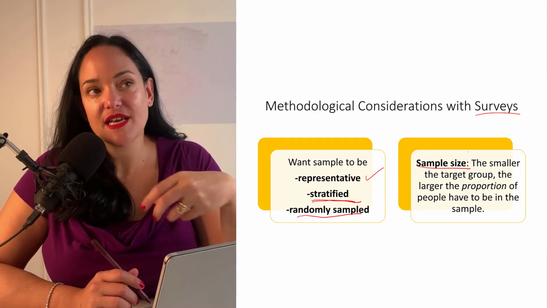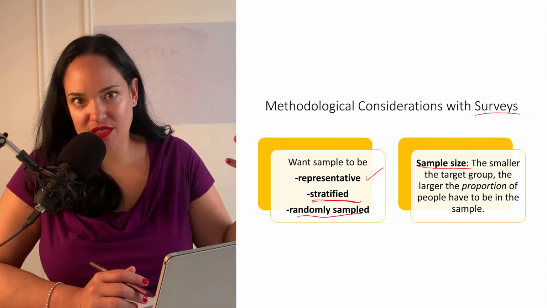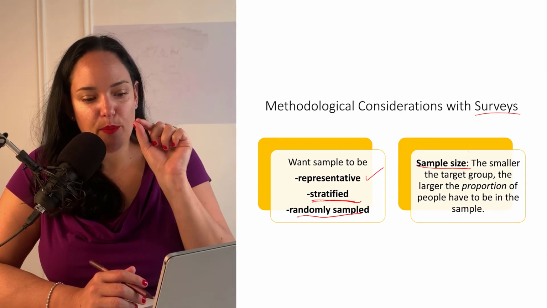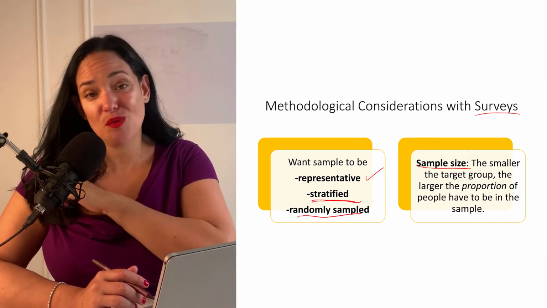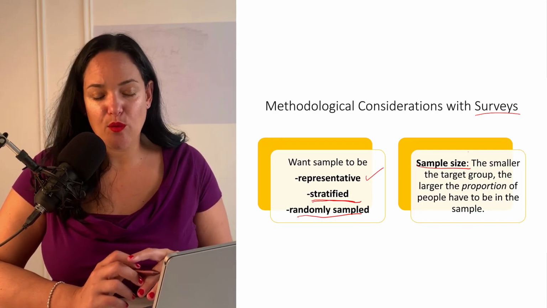In contrast, if I'm looking at the physical activity patterns of Canadians, because that population is so large, I just need a small proportion of that population, less than 1%, in order to get a valid representation.